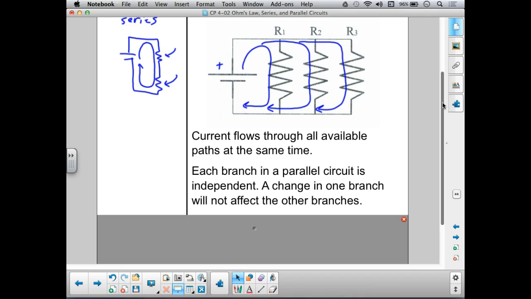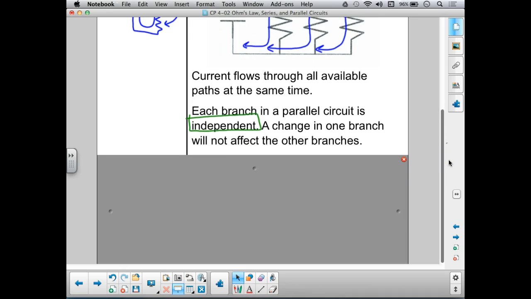Next statement about parallel circuits. Each branch in a parallel circuit is independent. Independent means it stands on its own. That means that a change in one branch is not going to affect any of the other branches. For example, if I change the resistance in branch number 2 of this circuit, if I change the amount of resistance in R2, that is not going to affect the current down R1. It's not going to affect the current down R3. Each of these paths behaves almost as if it were its own circuit. And in a way it is, because each way is its own path. It's kind of like its own circuit.